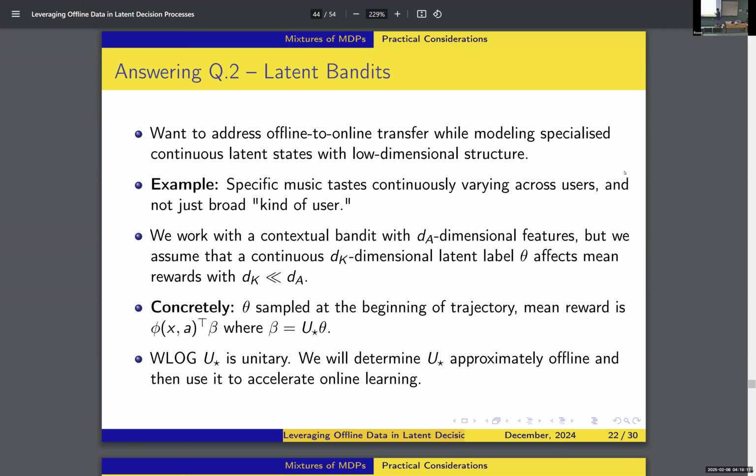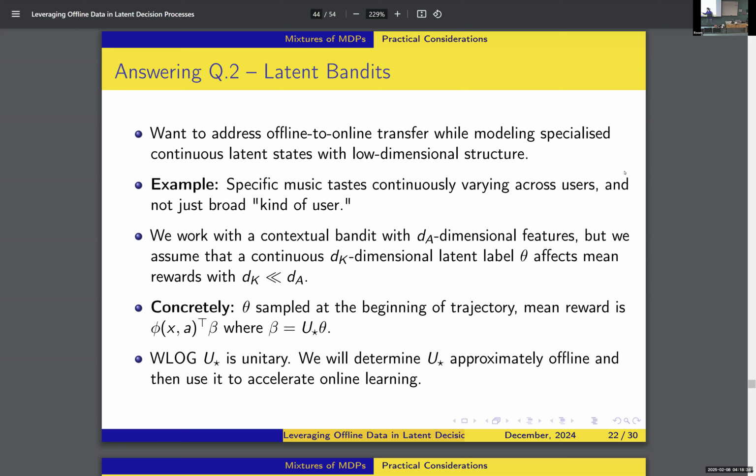You can show very easily that without loss of generality, you can assume the embedding matrix is unitary because there's a sort of permutation invariance here. It's an inversion invariance basically. So don't worry about that. But what we will do is we will determine this matrix approximately offline. That's the first thing we'll do, right? That's what we've done earlier as well. But then we will use this approximate matrix to accelerate online learning and give a specific set of algorithms for that. So that's what we're going to do.